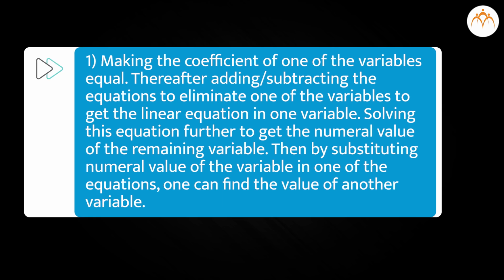First, making the coefficient of one of the variables equal. Thereafter, adding or subtracting the equations to eliminate one of the variables to get a linear equation in one variable. Solving this equation further to get the numeral value of the remaining variable. Then by substituting the numeral value of the variable in one of the equations, one can find the value of another variable.